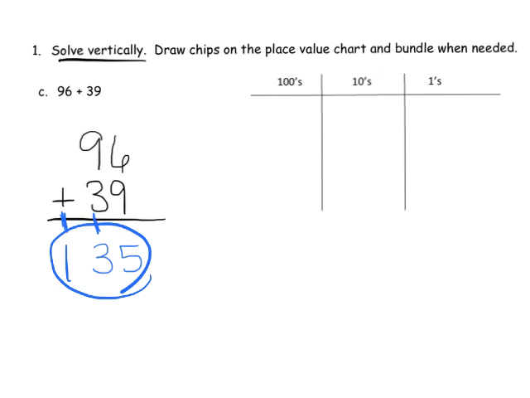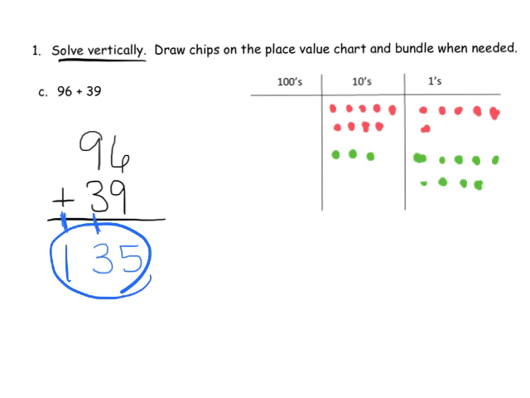And so let's start with 96. So 96 would be 9 in the tens column. 1, 2, 3, 4, 5, 6, 7, 8, 9. There's 90. And 1, 2, 3, 4, 5, 6. There's our 96. And now let's model 39. So that's going to be 10, 20, 30. So there's our 30. And then 9 in the ones column. 1, 2, 3, 4, 5, 6, 7, 8, 9.